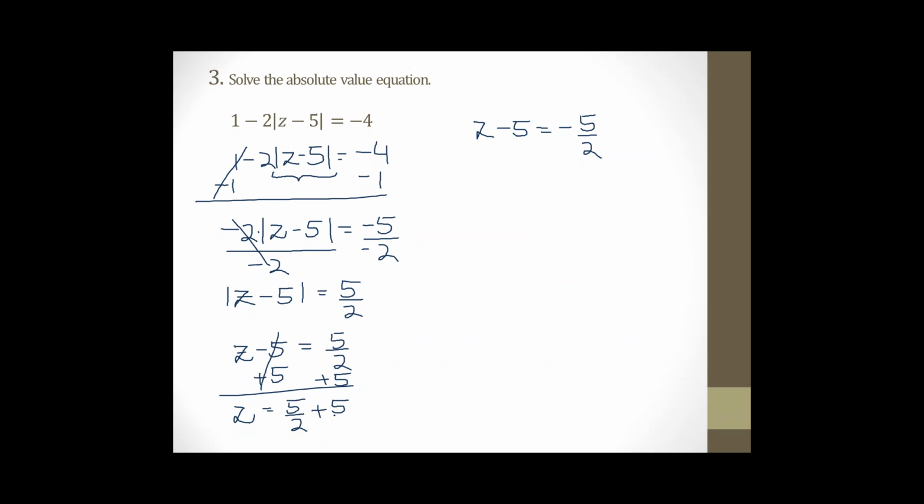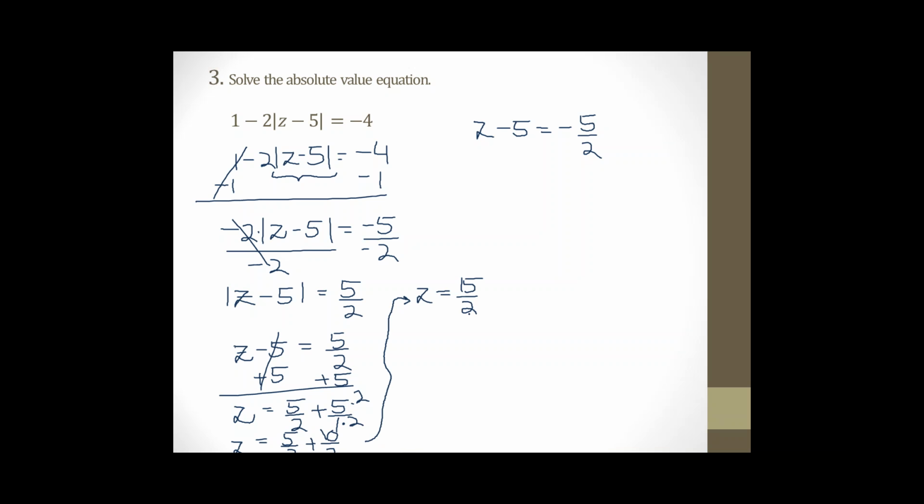When I add or subtract fractions, I need the same common denominator, so I'm putting this one over 1, and then my least common denominator would be 2. So this side is already 2, and on the other side I have to multiply the denominator and the numerator by 2. So 5/2 plus, I'm getting 10/2. And now I can actually add the numerators. So z would equal 15/2.